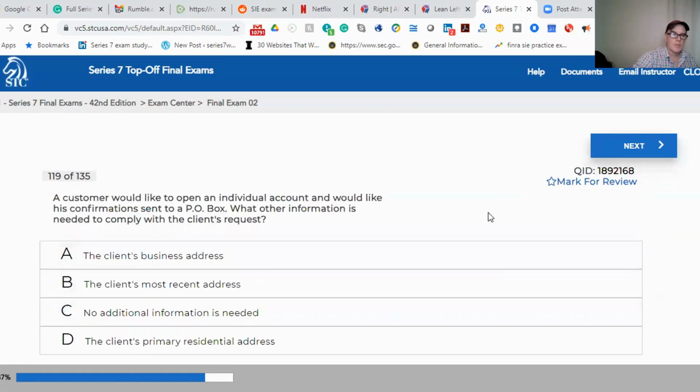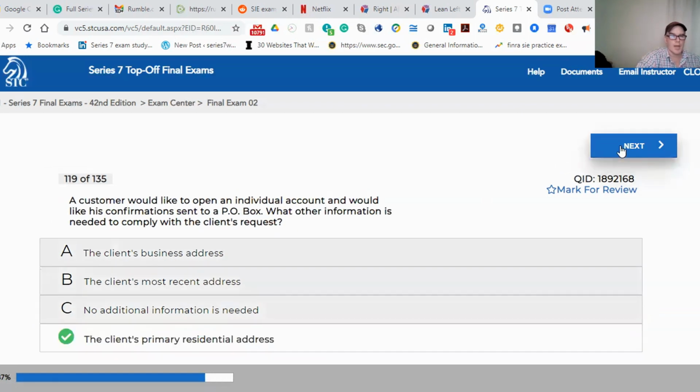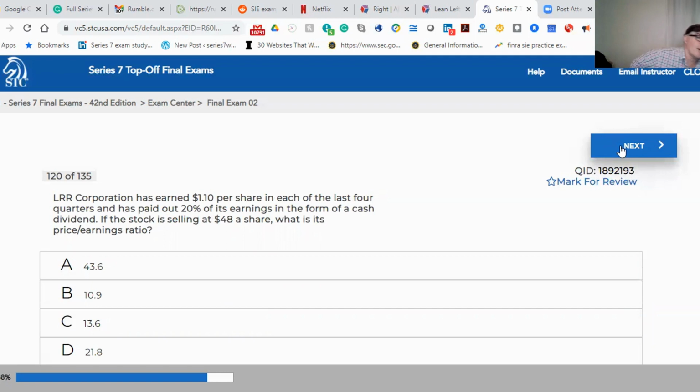Okay. A customer would like to open an individual account and would like his confirmation sent to a PO box. What information is needed to comply with the client's request? I don't think we need anything else. Okay, we're opening an account. That's fair. This is a tricky question because you do need an actual address to open an account, and then you can send things to the PO box. So I'm going to go with this, even though it could be wrong, because you may not need anything else, because they're going to say, well, we assumed it's open. If you open an account, it has to have a real address, but after that, you can send your mail to a PO box. Maybe you're investing and you don't want your husband or wife to know how much money you have. You hide it. Not suggesting that.